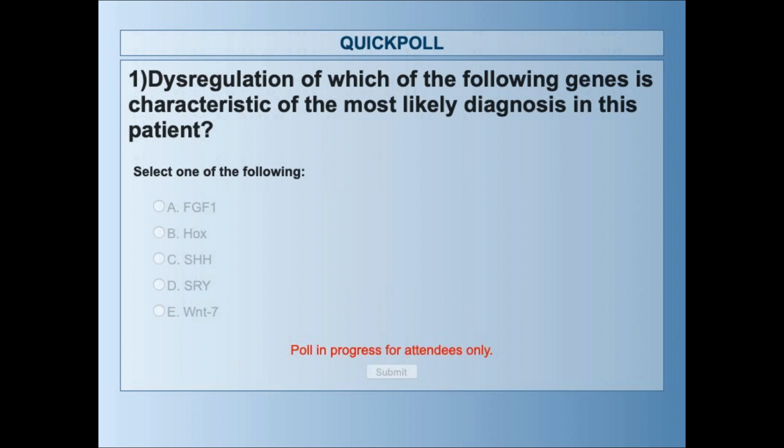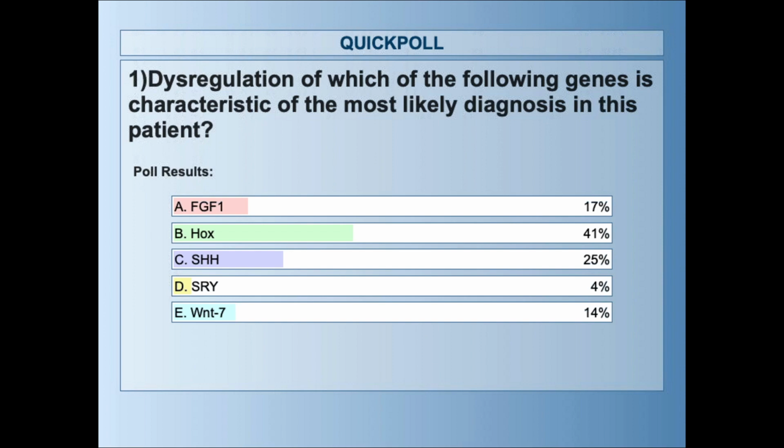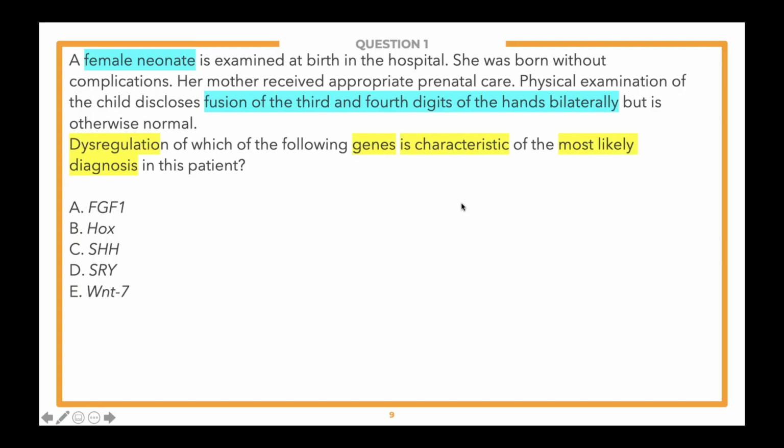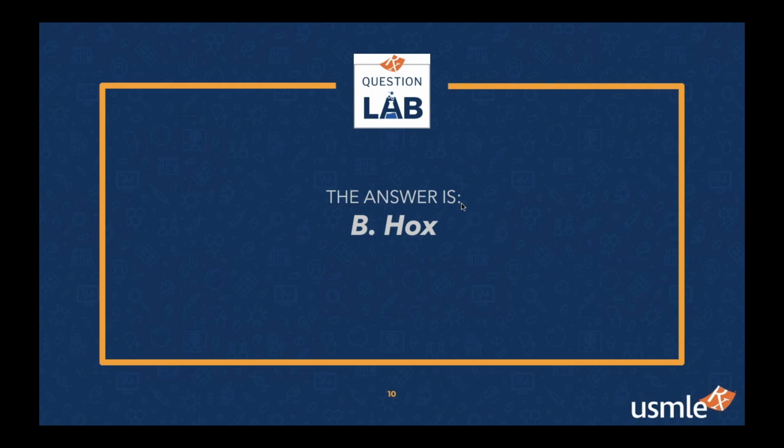All right, I see the responses coming in. Let's go ahead and take a look and see what all of you selected. The clear favorite with 41% was HOX. In second place, we had the SHH. So let's take a look and see what the correct answer is. And the correct answer is indeed B, and 41% of you got it right. So great job, everyone. If you didn't get it right, don't worry. And even if you got it right, let's make sure you got it right for the right reasons. Boris.